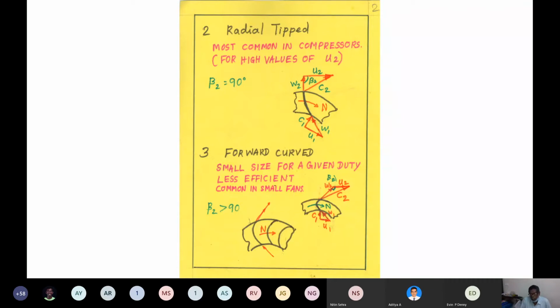So higher U2, the amount of work done or work transfer is more. So for a given thing, when the work transfer is more, it is better. The size can be reduced. So finally, the overall weight has to be reduced. You should never forget that the gas turbines are used in aircraft application because they have the highest power to weight ratio, the highest one.